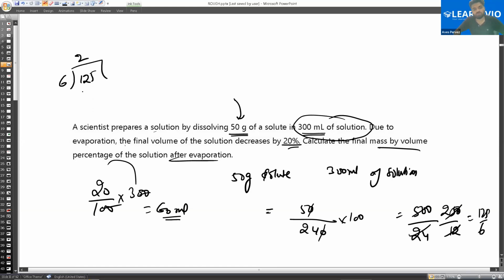Then you will get 20, 12, then you will get 5, but you cannot reach the table, so you will get 0. And then 6 ones are 6, 6 sixes are 36, so you will get 20.83, 83 percentage.